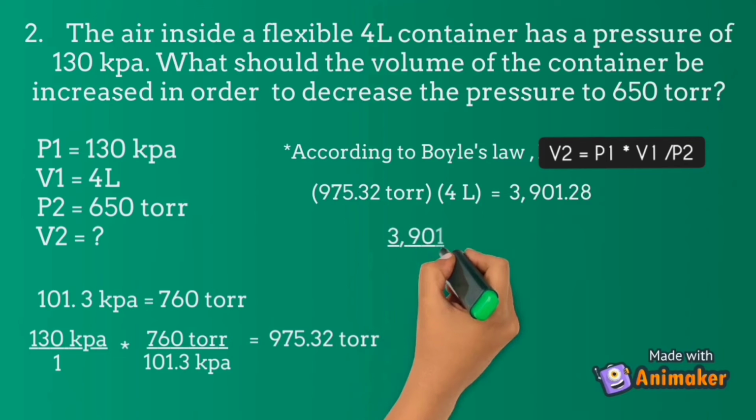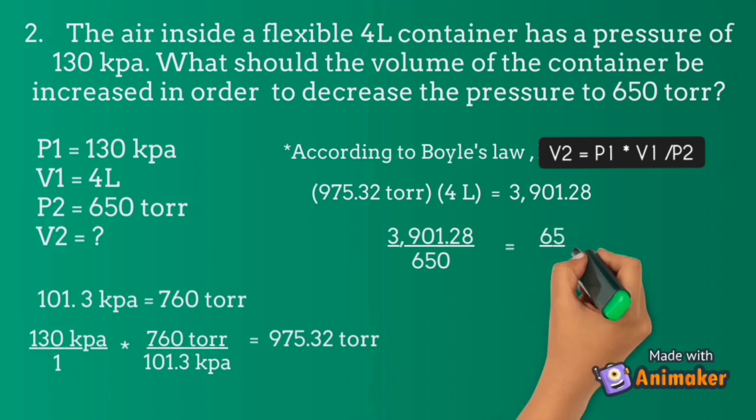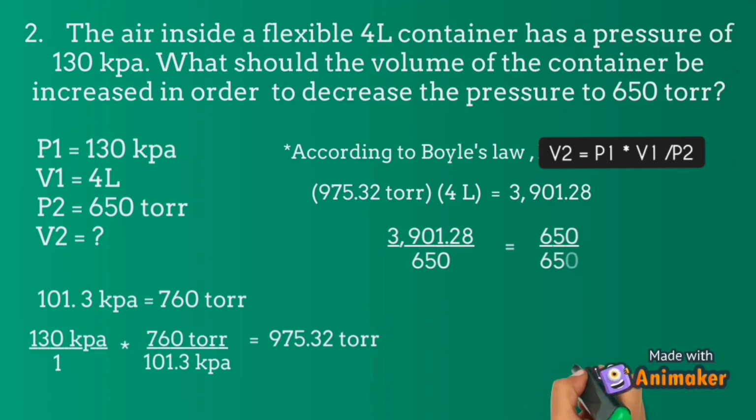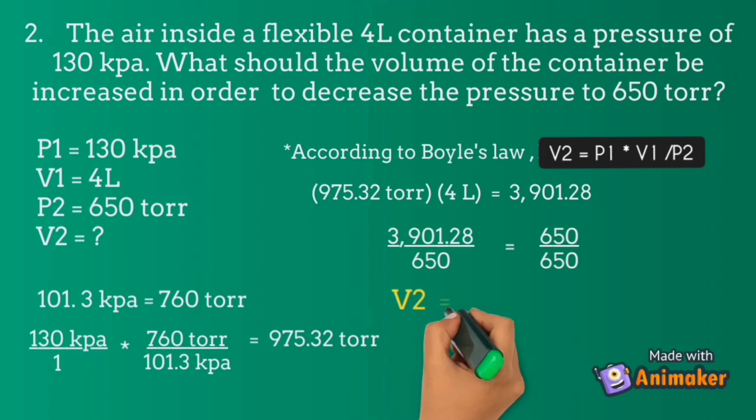3,901.28. So divide lang natin both sides sa 650, which is our P2, 650 torr. Divide lang natin. We got the answer. Cancel na lang natin itong 650 divided by 650. Divide lang natin 3,901.28 divided by 650 is equal to 6 liters.